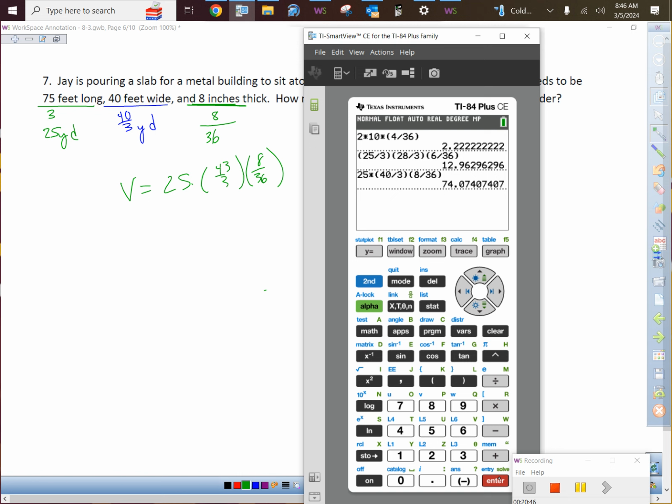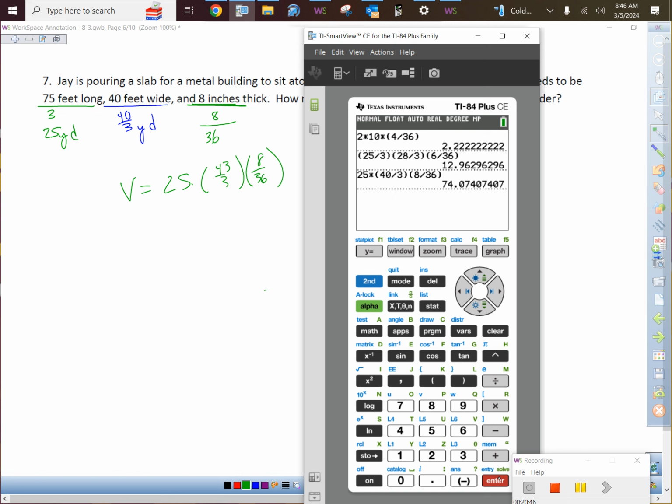So I was like, yep, that looks good. I did my conversions right. That's a lot of concrete, man. So 74 cubic yards, 74.5, or 75 cubic yards. What would you do?